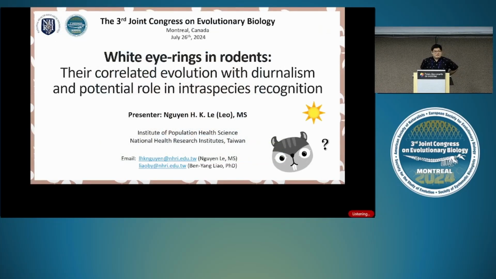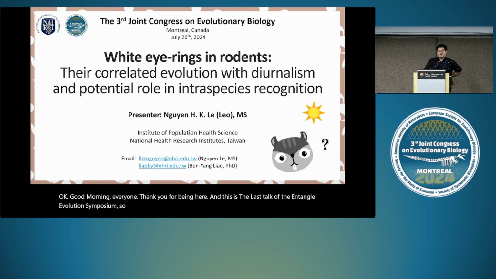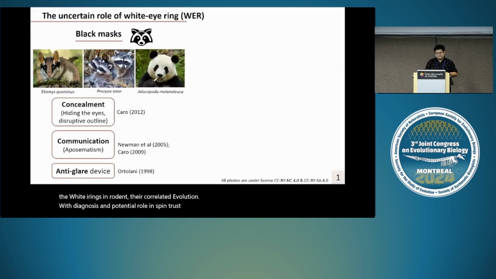Good morning, everyone. Thank you for being here. And this is the last talk of the Entangled Evolution Symposium. My name is Leo. I'm from Ben Yang Leo's lab at the National Health Research Institute in Taiwan. I'm honored to be here today to present my current research on the white eye rings in rodents, their correlated evolution with diurnalism, and potential role in intra-species recognition.